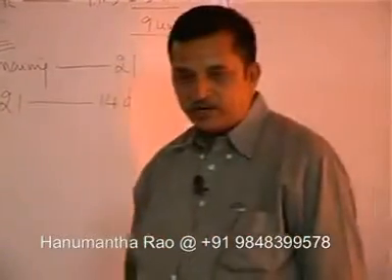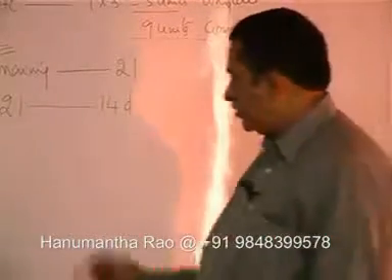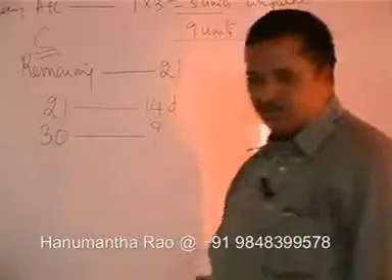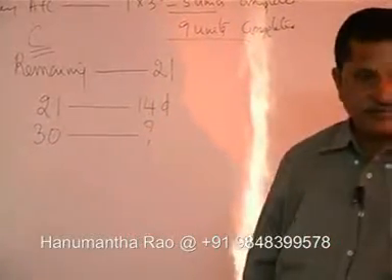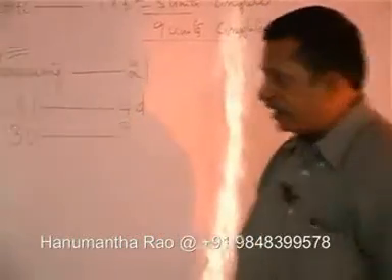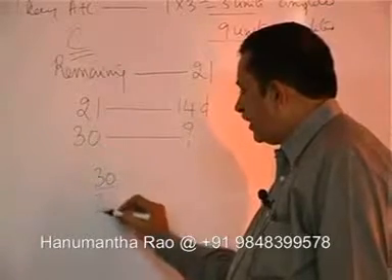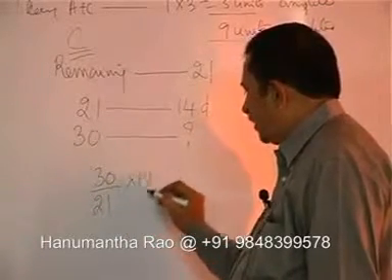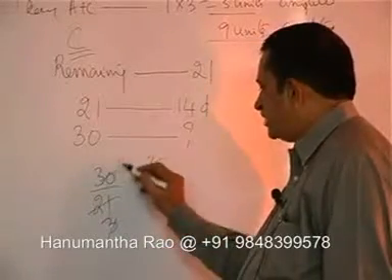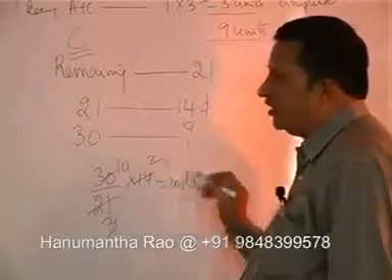For completing 21 units, 14 days are required. For completing the total work, that means 30 units, how many days are required? More number of days are required. More by less into 14. 7 threes, 7 twos, 3 tens, 20 days. Now we got the data.